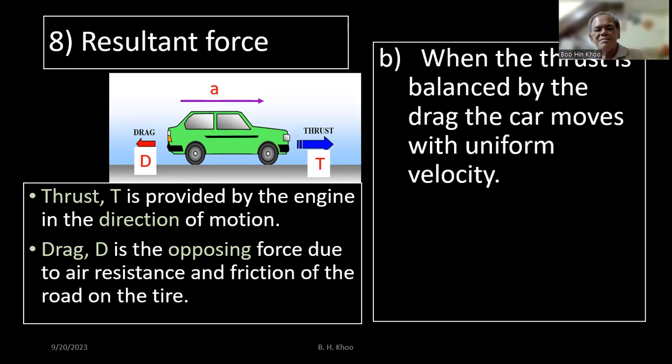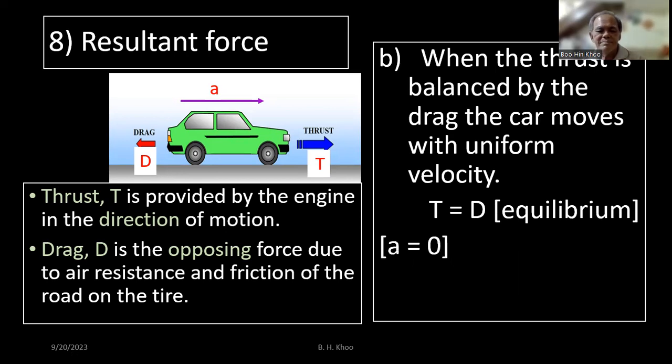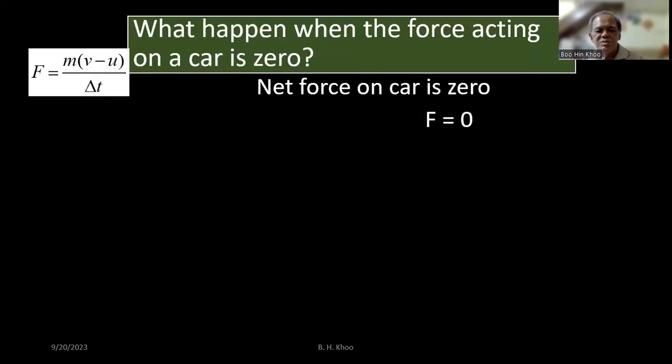When the thrust is balanced by the drag, the car moves with uniform velocity. Right? In this case, T equals D. No acceleration. We call it equilibrium. Acceleration equals 0. What happens when the force acting on a car is 0?